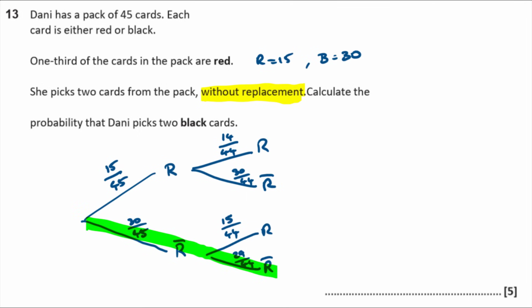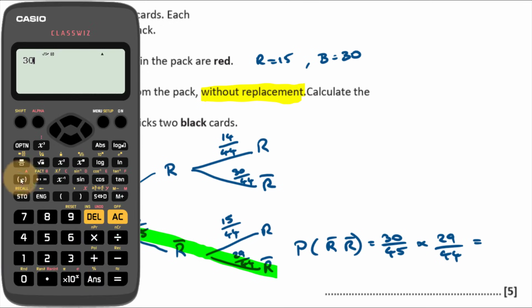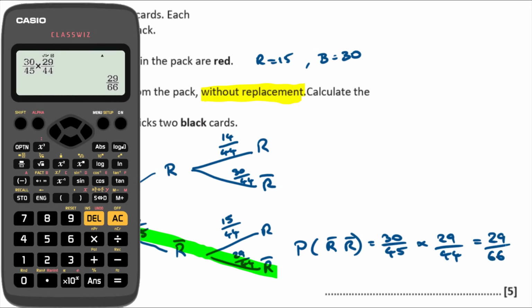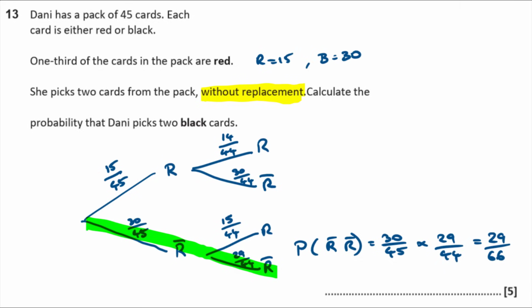So the probability of not red is 30 over 45 multiplied by 29 out of 44. Okay, what's that? So 30 out of 45 times 29 out of 44. I believe that comes to 29 out of 66. 29 out of 66, apparently. Okay, I think we're done.